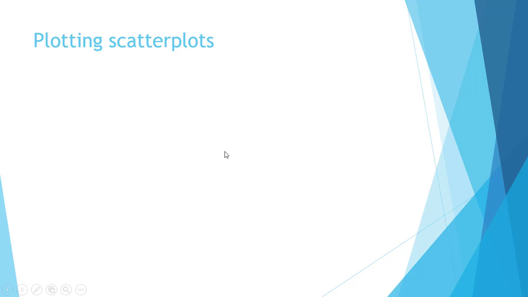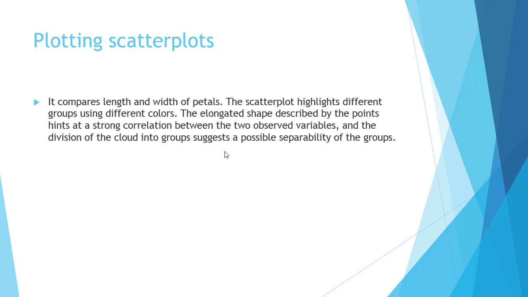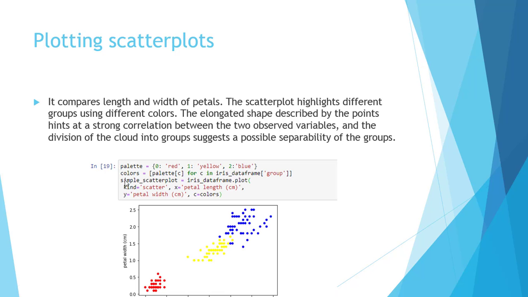Next is plotting the scatter plots. It compares the length and width of the petals. The scatter plot highlights different groups using different colors. The elongated shape described by the points hints at a strong correlation between the two observed variables, and the division of the cloud into groups suggests a possible separability of a group. So this is the program for the scatter plot, and for that we have to assign kind equal to scatter, and we have to give the values of the x and y parameters as well as the colors array.